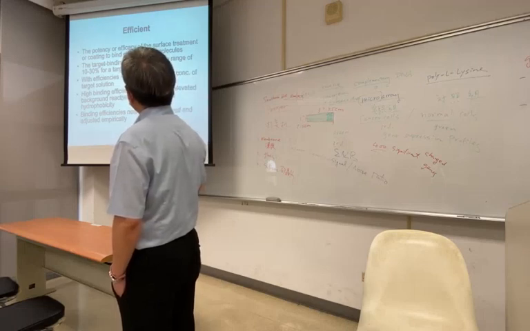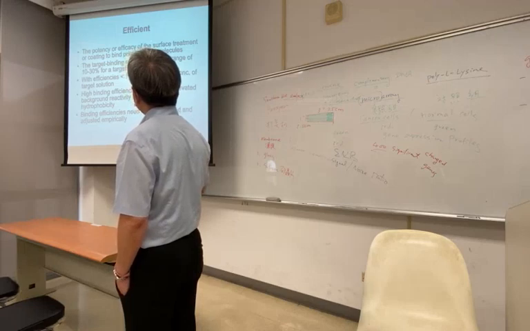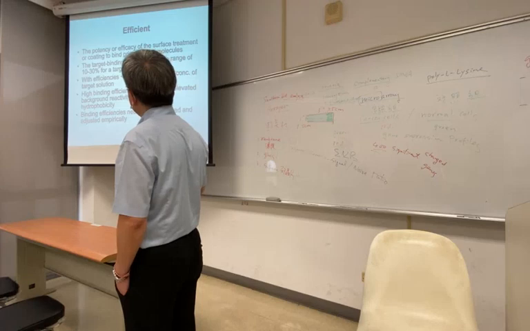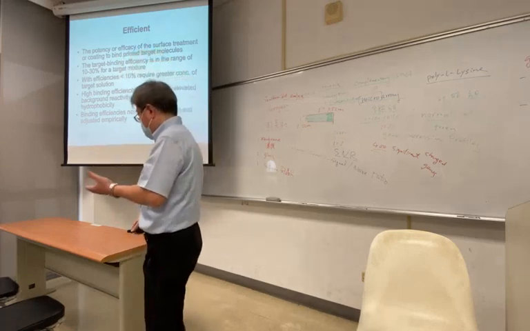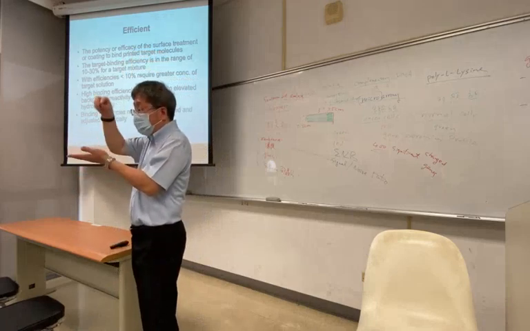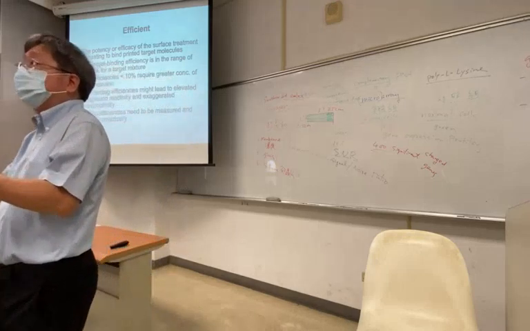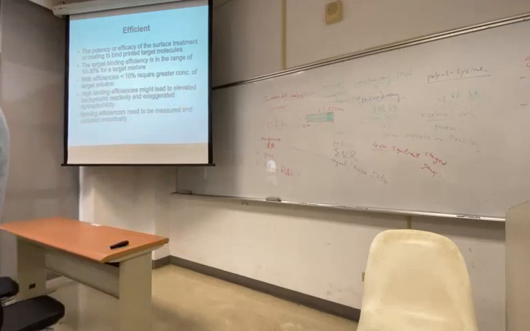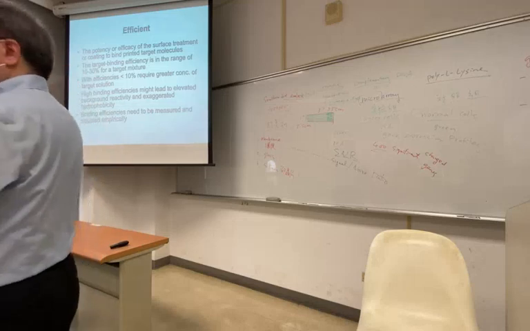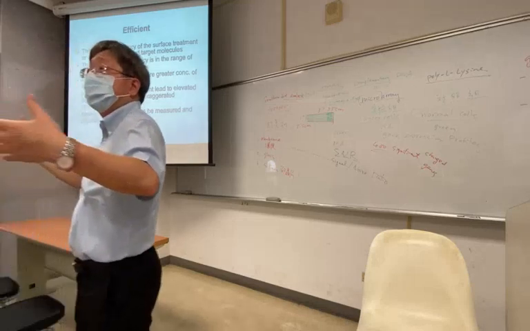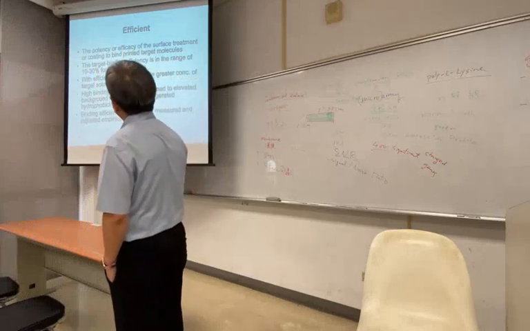Efficient, okay? So you want to make sure the surface treatment or coating can bind to the printed target, right? If you use some chemical and then you print it, and it cannot print on the surface, then this chemical is not good, right? So you want to make sure that for DNA, for example, if you print maybe 100 copies, then at least maybe 90 copies are already onto the slide, okay?